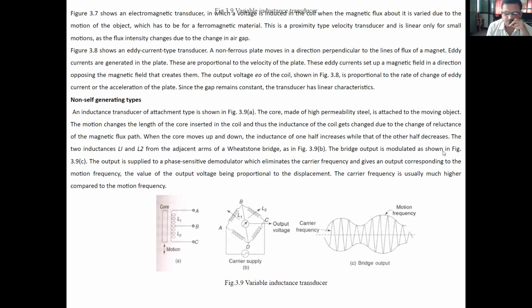The bridge output is modulated as shown in figure 3.9c. The output is supplied to a phase sensitive demodulator which eliminates the carrier frequency and gives an output corresponding to the motion frequency. The value of the output voltage is proportional to the displacement. The carrier frequency is usually much higher compared to the motion frequency. Therefore, this is the carrier frequency and this graph is the motion frequency.